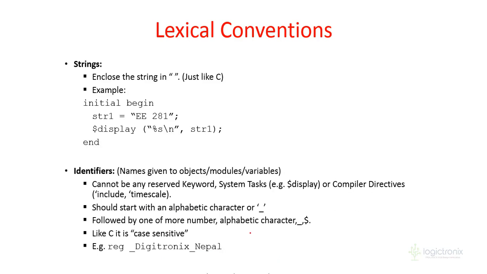So we have the string. A string is written in inverted commas, and some strings can be displayed like this, as in the C programming language. We also have identifiers. We will talk about display in the next section. Initial, begin, and end will also be discussed more in the next one. Just consider these things for now. So a string is written like this, and here is an example.